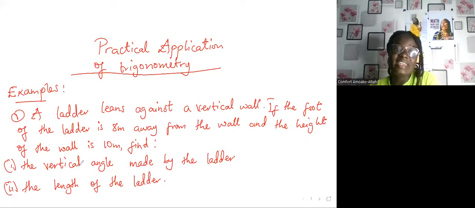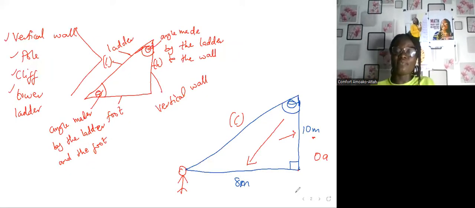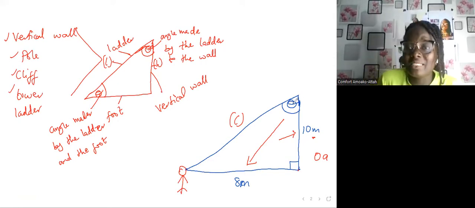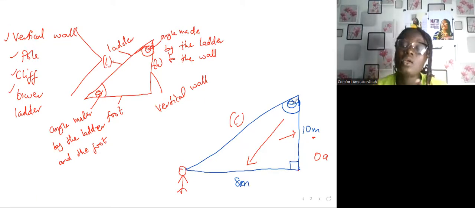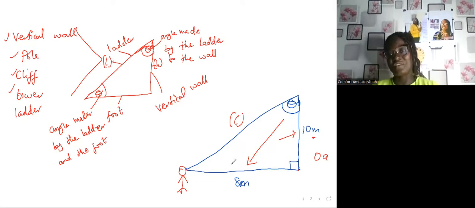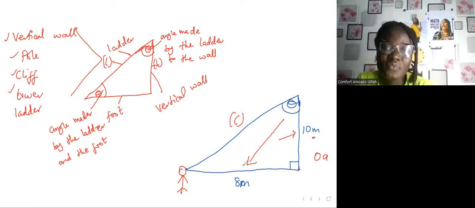We should find the vertical angle made by the ladder. So in our situation, if this is the ladder and this is a vertical wall, the vertical angle made by the ladder will be up over here. This is the vertical angle made by the ladder. You understand? Since we are to find the vertical angle made by the ladder, we should know at least two sides, and two sides have been given to us. So you ask yourself, which of the trig ratios can I apply to solve this question?